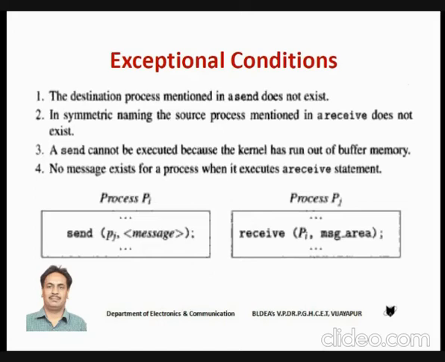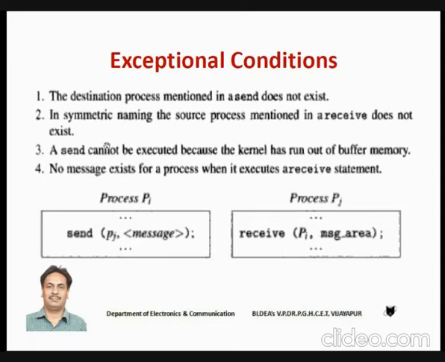So in all these cases, what should be the solution? First we discuss the first condition. The destination process mentioned in this send does not exist. You might have written something like send pj, meaning that the message should be sent to the process pj. If pj does not exist, what can be done is simply we can terminate the process pi. If pi is using an illegal process name, there is no way, so we better terminate that process.